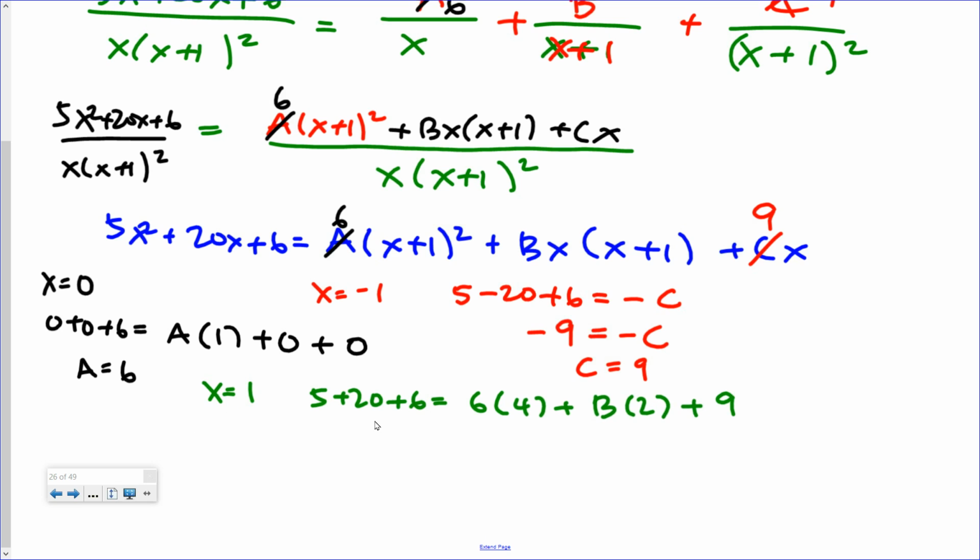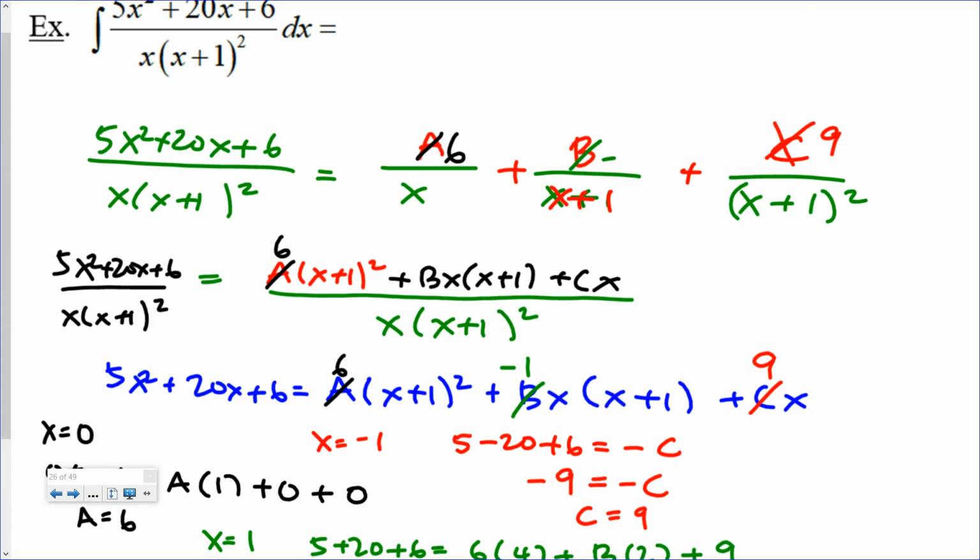That's x equals 1. So 26, is that going to be 31? Okay, is equal to 24 plus 2b plus 9. 31 minus 33, is that negative 2 is equal to 2b? Is b equal to negative 1? Yeah. Okay, b is negative 1. If b is negative 1, actually, I'm already done. Just go all the way up, and b is negative 1.